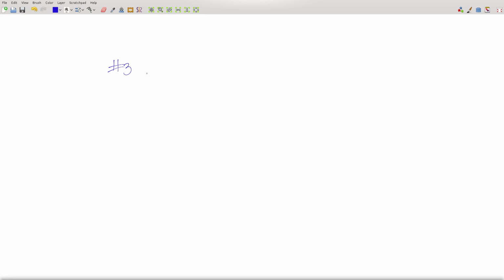This is exam 1, number 3. So number 3 says, if f of x equals sine squared of 3 minus x, what is the value of the derivative of f evaluated at 0?